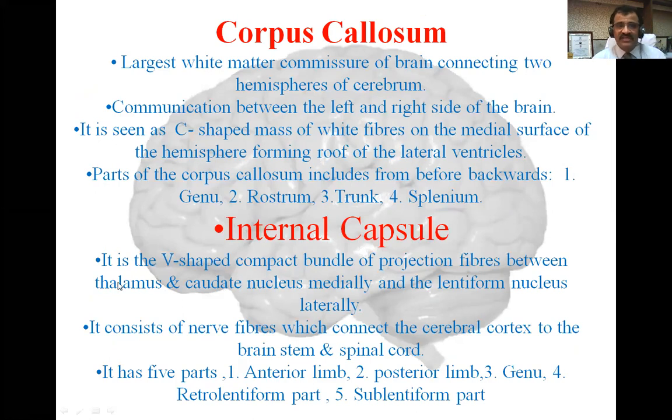An internal capsule, it is V-shaped. So corpus callosum is C-shaped. Internal capsule is a V-shaped, compact bundle of projection fibers between thalamus and caudate nucleus medially and the lentiform nucleus laterally. It consists of nerve fibers which connect the cerebral cortex to the brainstem and spinal cord. So that means it is white matter between cerebral cortex and brainstem and spinal cord. It has got 5 parts: anterior limb, posterior limb, genu, retrolentiform part, and the sublentiform part. So you have to do this all by heart because this is commonly asked in exams.